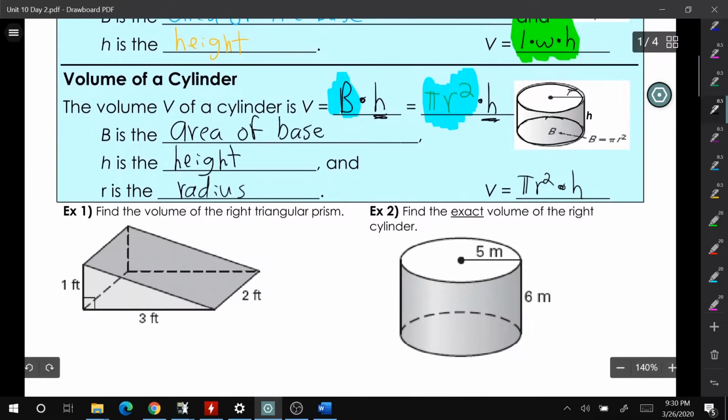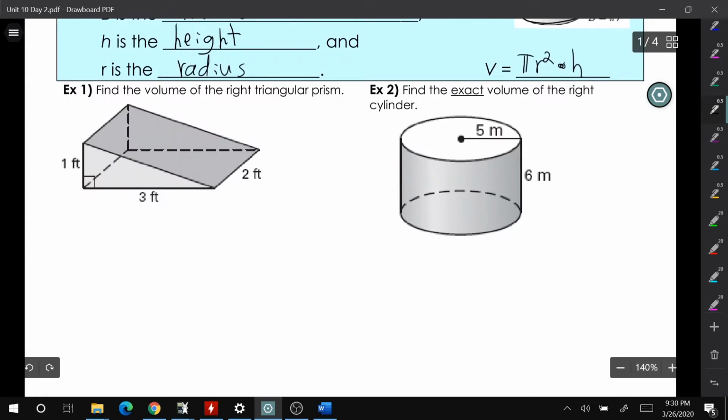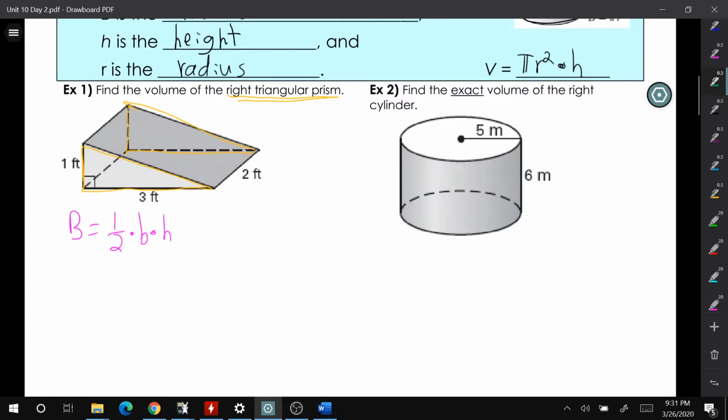Alright, let's look at some examples of calculating the volume. So we have the first one. This is a right triangular prism. So here's our bases. These two triangles. So we need to find the area of that base. So the base is equal to 1/2 times base times height. Now remember, in a right triangle, it doesn't matter which side you make your base or height, because you're going to be multiplying them anyway.